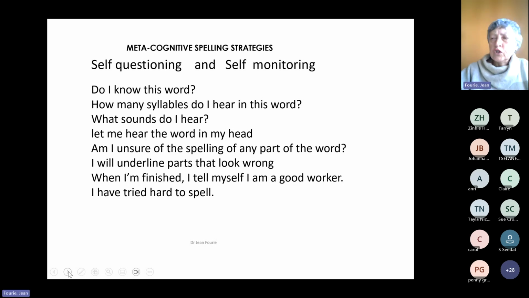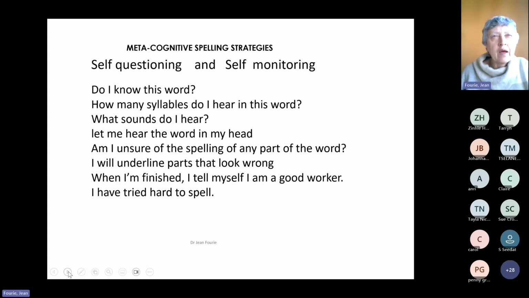Which parts of the word am I unsure about spelling? Which words am I unsure about? If you're writing a little story, get them to take a different color pen and reread the story that they've written, and then underline the words that they think they've spelt incorrectly. So we are always trying to teach children these skills of self-monitoring.